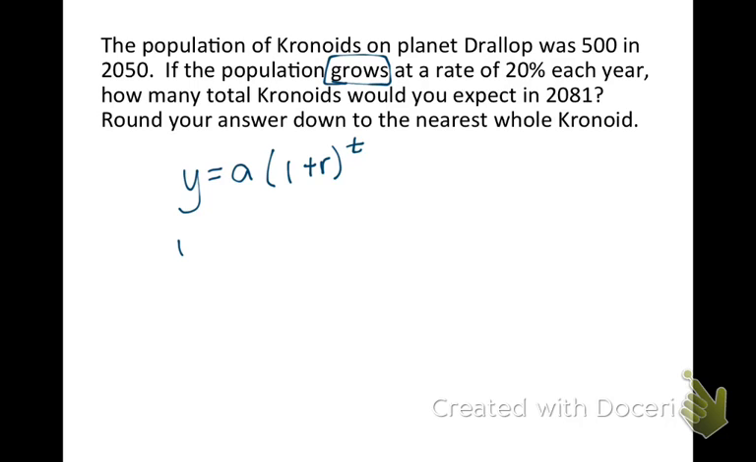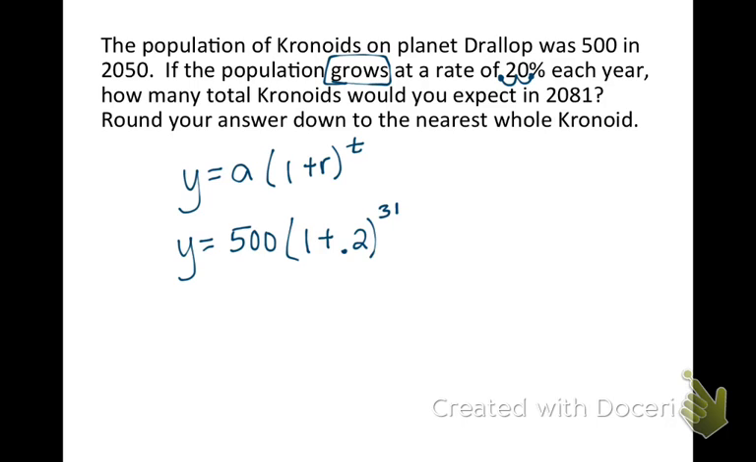Okay, so first thing I need to find is what my initial population was. So I need to plug in something for A. Well, it says that the population started at 500. The 1 always stays there. It's growth, so it's going to be plus. Now I see my growth rate is 20%. Make sure you change that into a decimal. So move the decimal twice, and you get 0.2. The time, I need to know how long I'm growing for. My initial population was taken in 2050, and I want to know how many I have in 2081. So that's 31 years. So that goes up in the exponent.